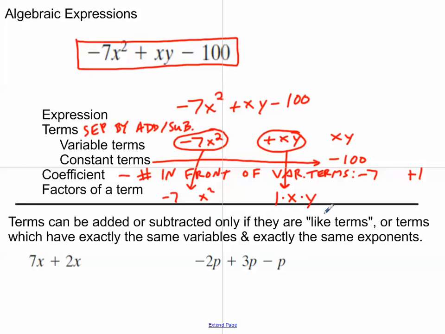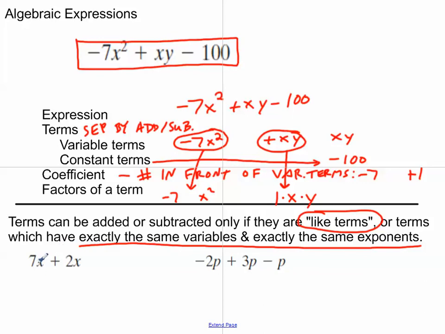Alright, one thing that's really important for this section is like terms. If we talk about like terms, again, terms are the things in an expression that are separated by addition or subtraction. Like means that they have exactly the same variable and exactly the same exponents on those variables. So if you take a look at something like this, here's an expression. An expression is a collection of terms. There's a term, there's a term, and they're separated by addition.